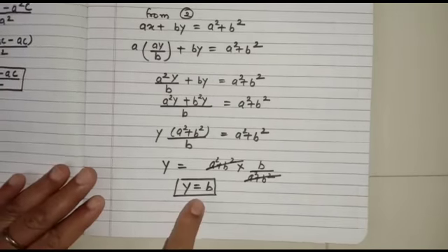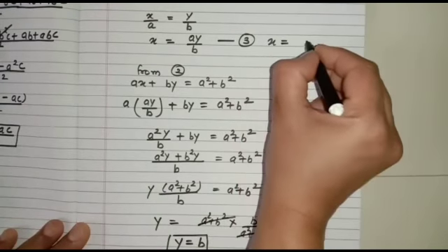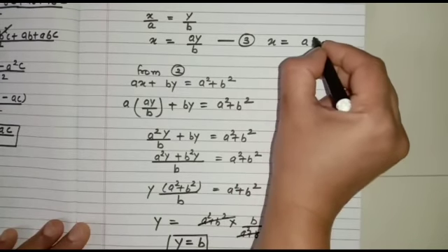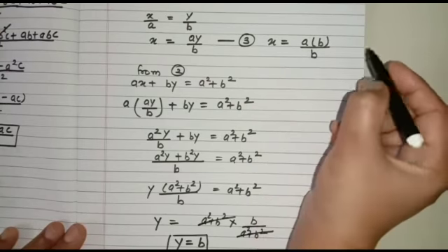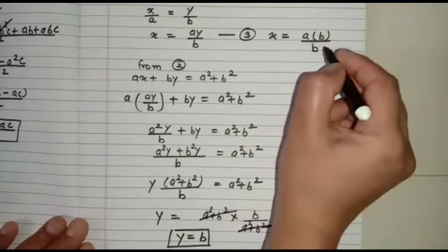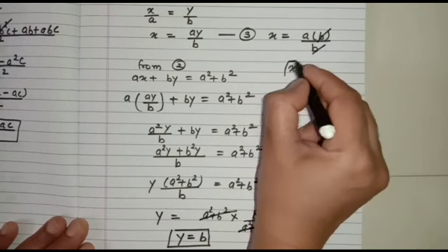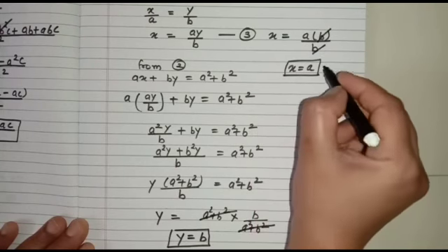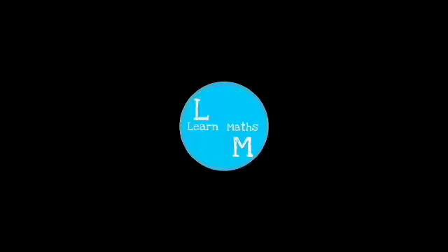Now we will substitute this value in equation number 3. X equals a, in place of y we will substitute b. Since the value of y is b, this b cancels with this b and we will get x equals a. So the value of x is a and the value of y is b.